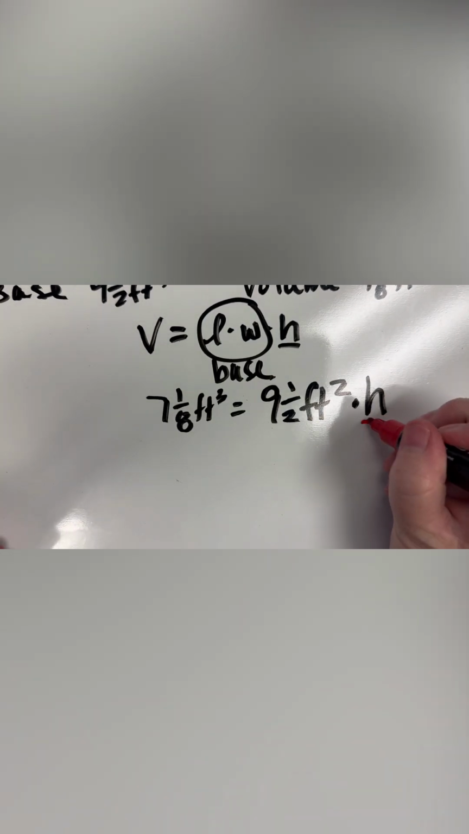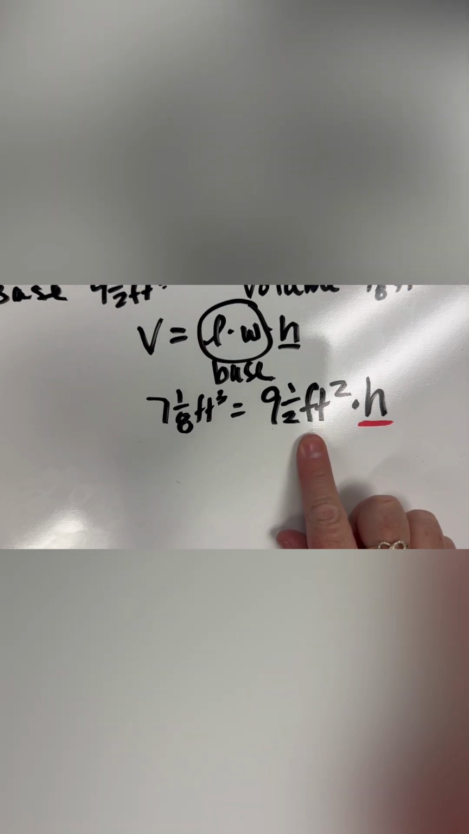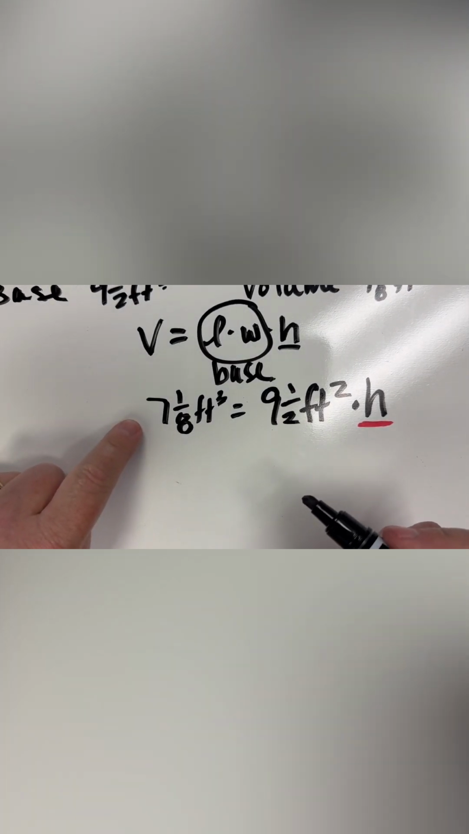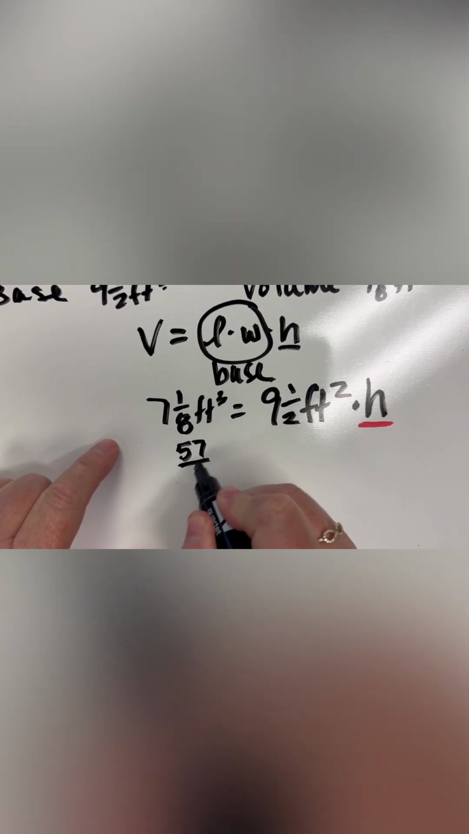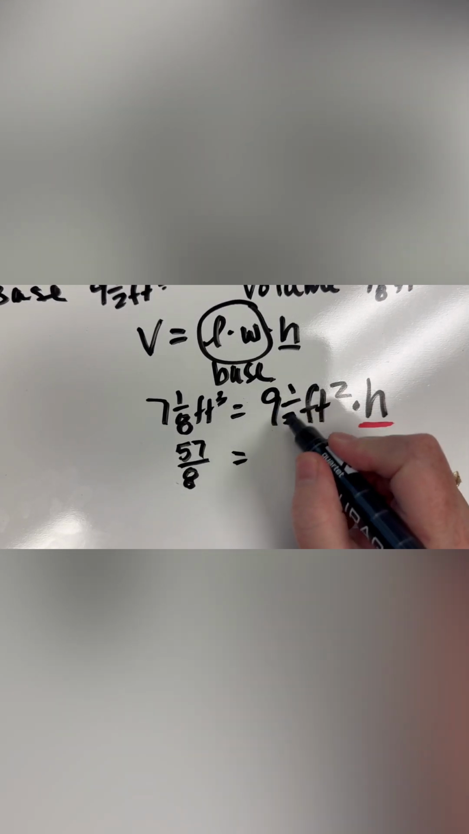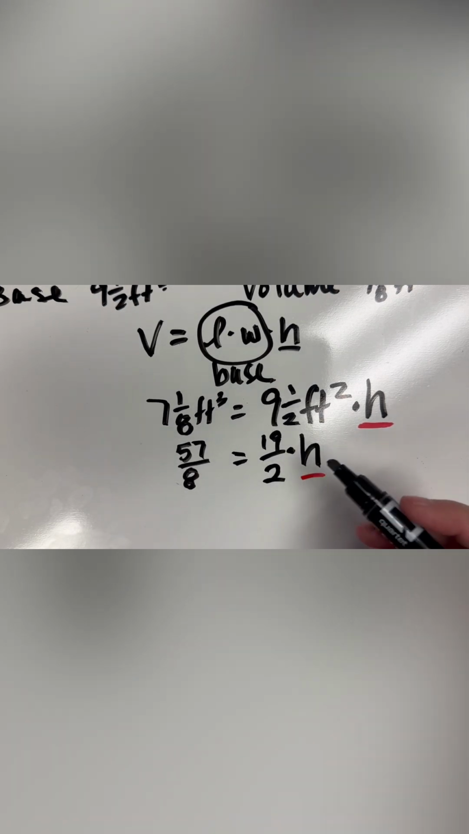So to be able to do this, we're going to have to isolate the variable. We want to get h all by itself. So how do we do that? Well, we know that the height is being multiplied by this, so we're going to flip-flop that, and to make it easier, I'm going to convert these into improper fractions. 7 1/8 becomes 57/8, because 7 times 8 is 56 plus 1. And 9.5 will become 19/2 times h. If I want to isolate the height, I am going to do the opposite of multiplying: I'm going to divide.